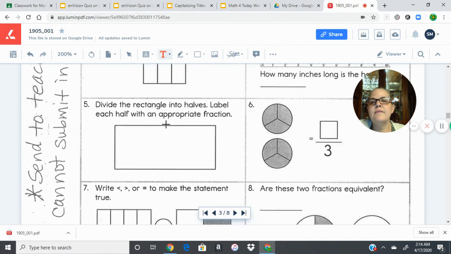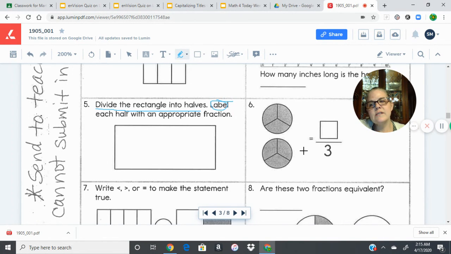All right, and then this one, we want to make sure that we are doing both. So we need to divide the rectangle into halves, and then we need to label each half with an appropriate fraction. So we want to make sure we label any fraction that there is there.